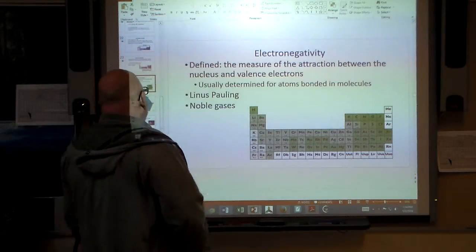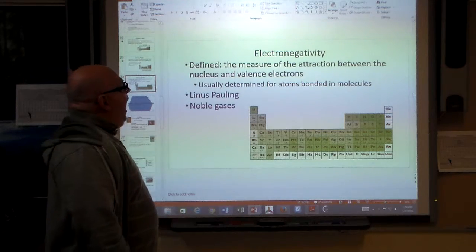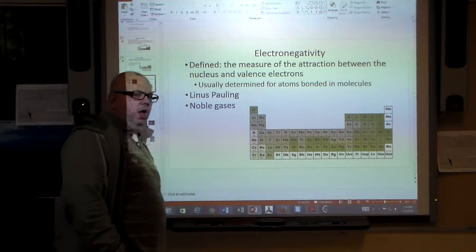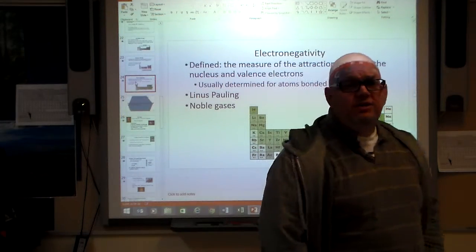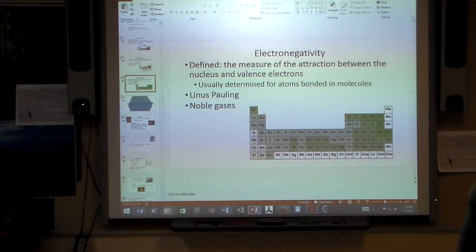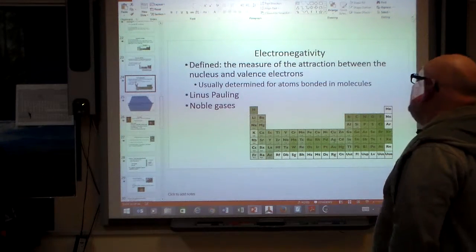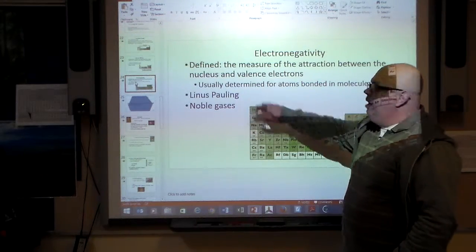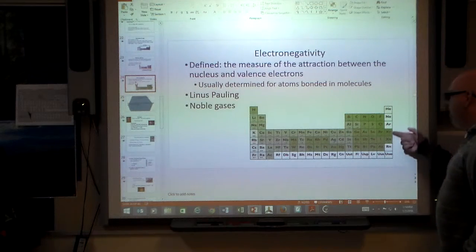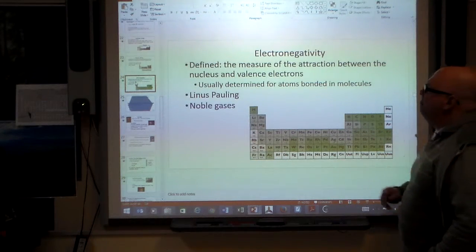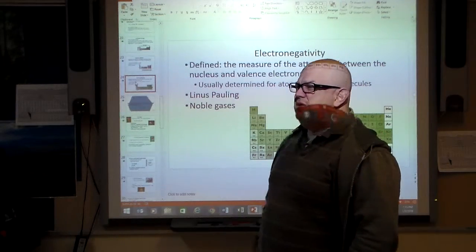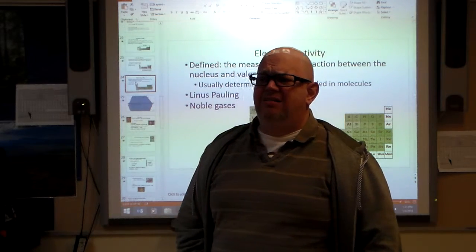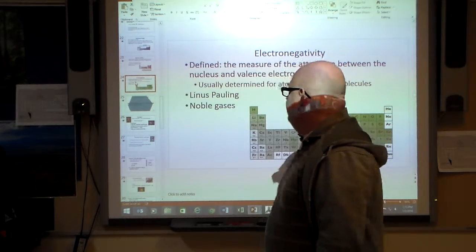Now, electronegativity. How much attraction is there between the nucleus and the valence electrons? That'd be a biggie. Electronegativity. How much attraction is there between the nucleus and the valence electrons? Typically, we use that for atoms bonded in molecules. Now, Linus Pauling came up with this, and the noble gases, with the exception of krypton and xenon, there is no electronegativity that we can measure because they're noble gases? Yeah, okay. We'll go with that.